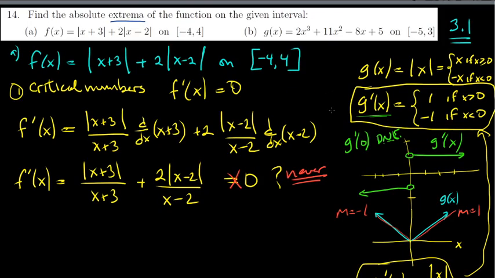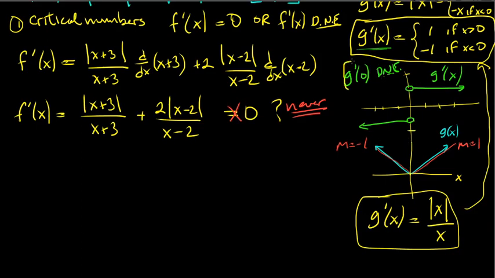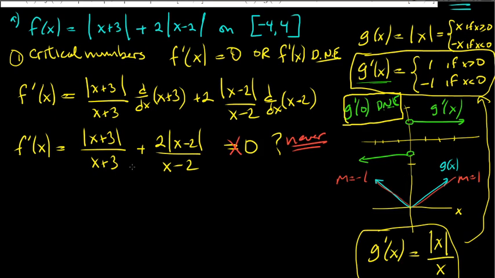Okay. So what does that mean? No critical numbers then, right? Nope. They're definitely critical numbers. But it's not where the derivative equals 0. Remember, critical numbers are where the derivative is 0 or where the derivative does not exist. And we know that happens for absolute value. The derivative does not exist at 0. So where does the derivative not exist for f?